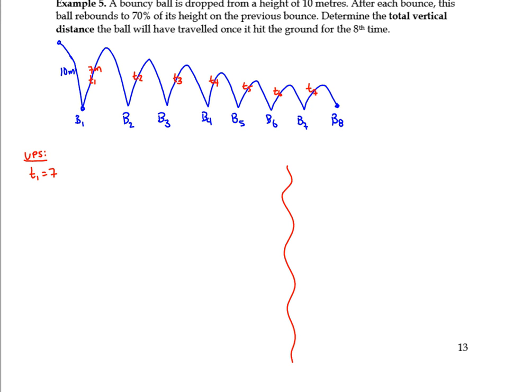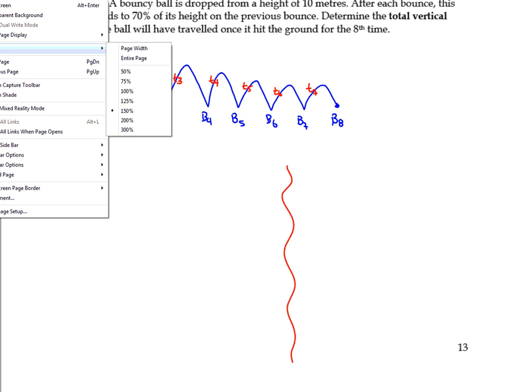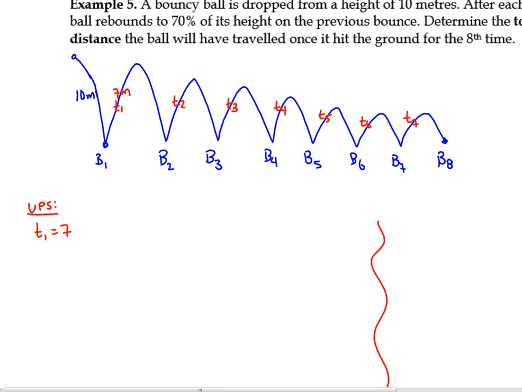Can't read that, can you? Let me zoom in. Is that better? So 1, 2, 3, 4, 5, 6, 7. There's 7 times that it bounced up. So n is 7. Okay. Common ratio is 0.7. Look at all these 7s.